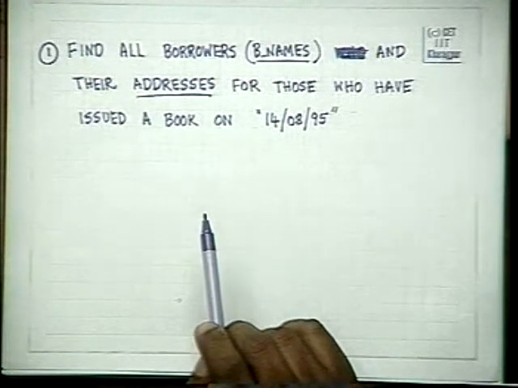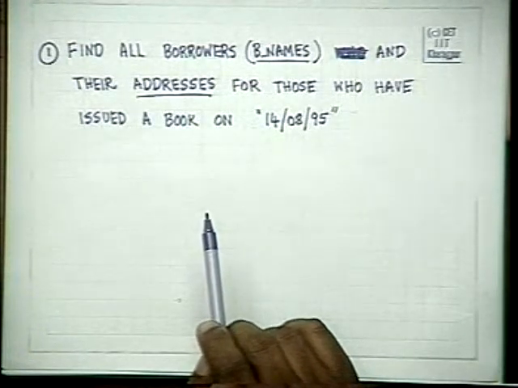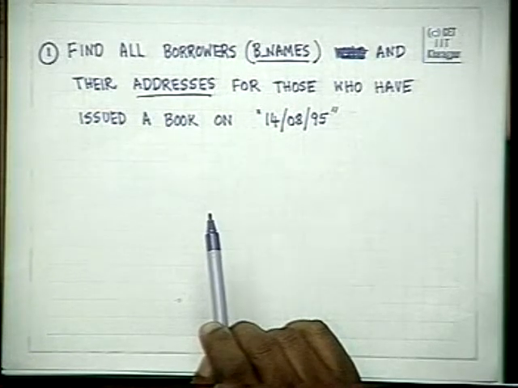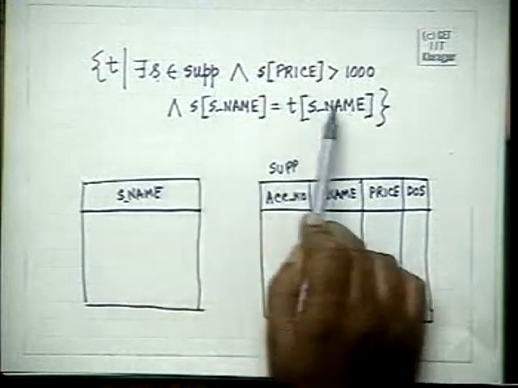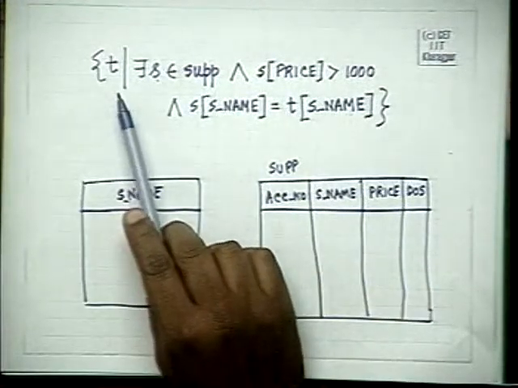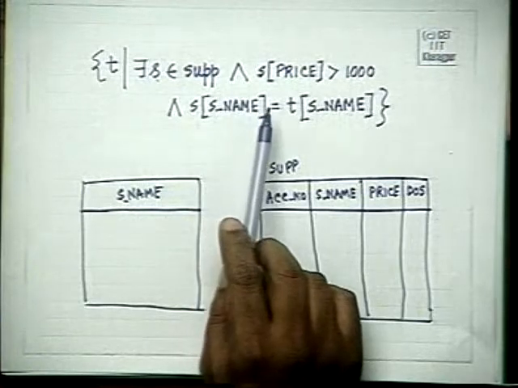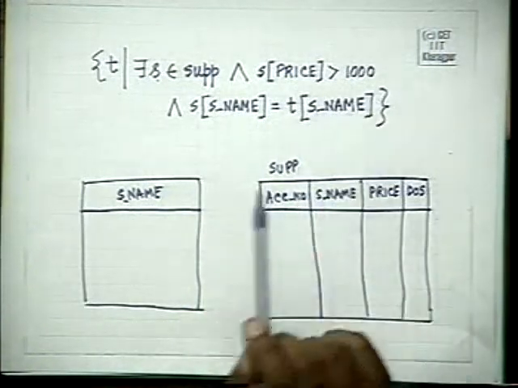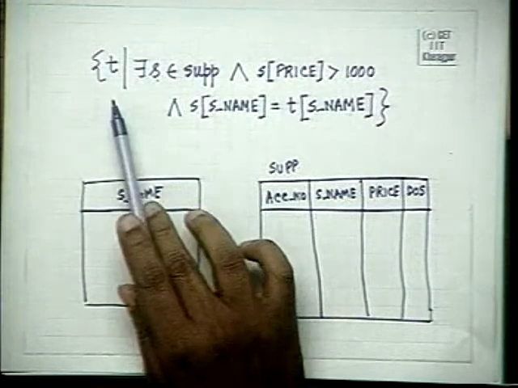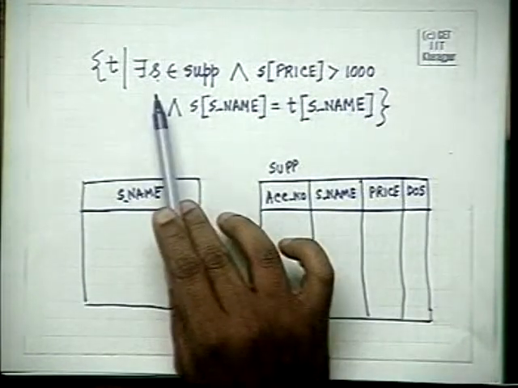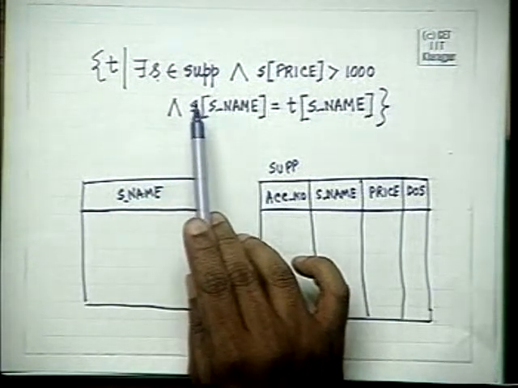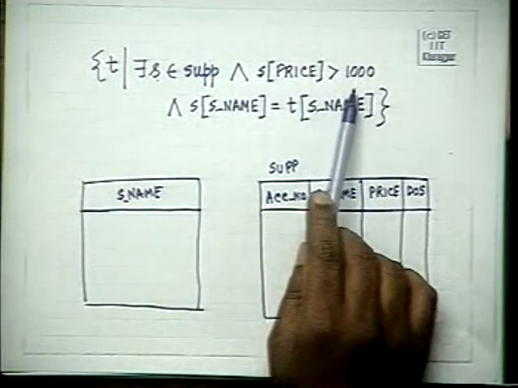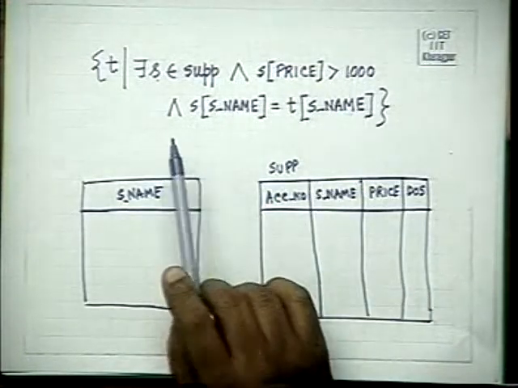Unlike the previous two examples where we wanted the supplier names of those who have supplied books, let us see what is the English meaning of the previous two examples. The meaning of this is, get the names of all suppliers who have supplied at least one book worth more than 1000. Each supplier must have supplied at least one book whose price is greater than 1000. A relational algebra expression for this is direct.